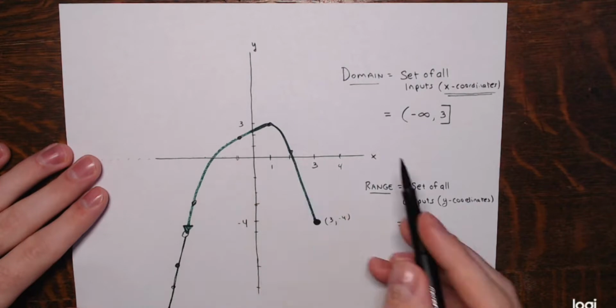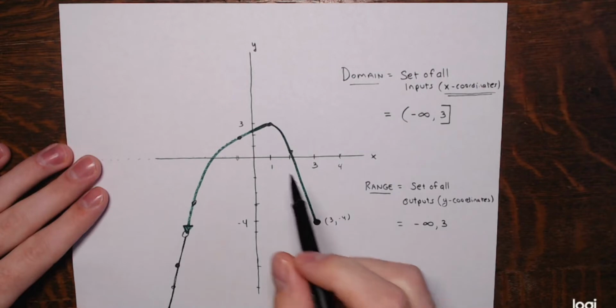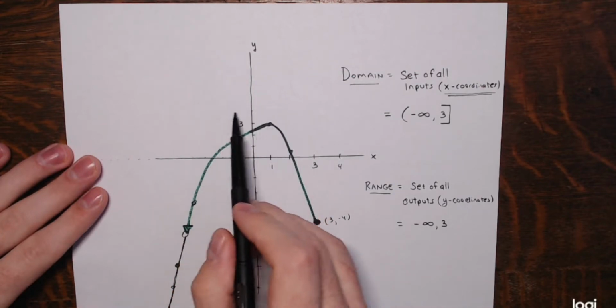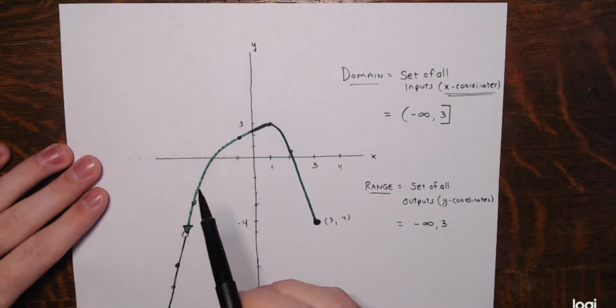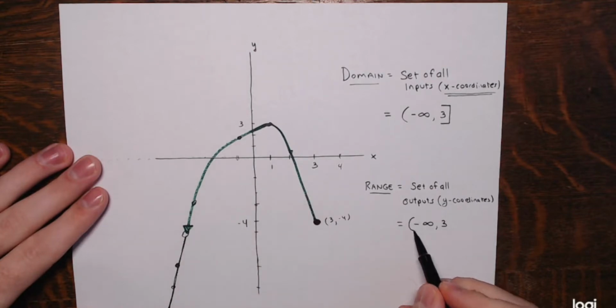Looks like all those y-coordinates are used. So from negative infinity up to 3. And again, you go low to high, always with interval notation. And then you see above 3, there are no points that those y values are used in. So from negative infinity up to 3, and then you got parentheses always on the infinities.